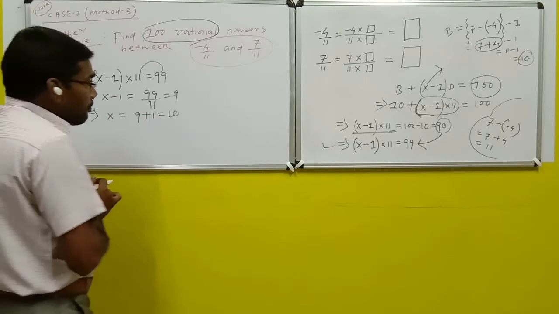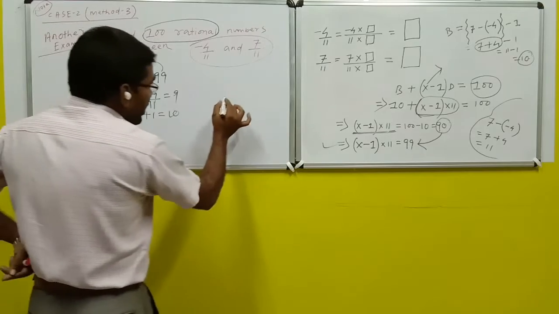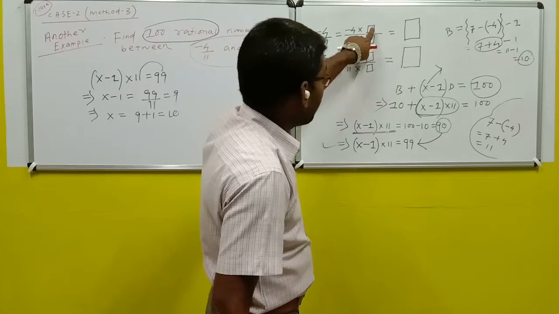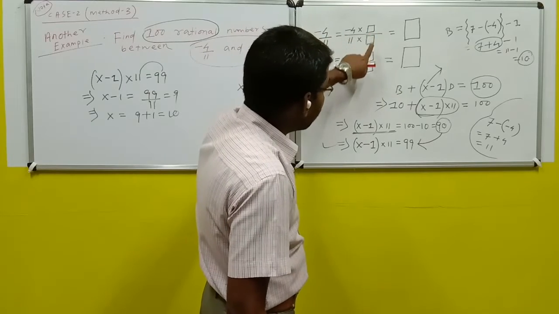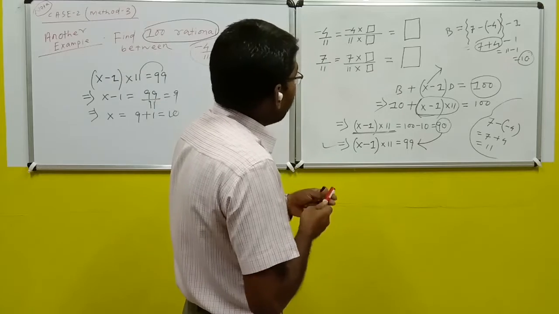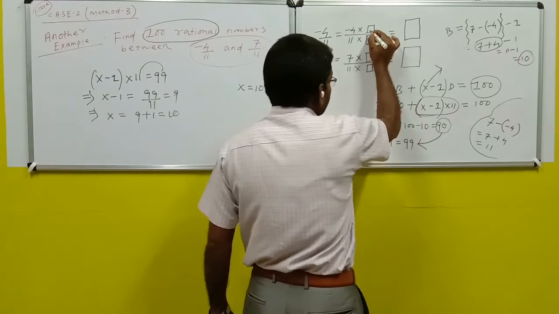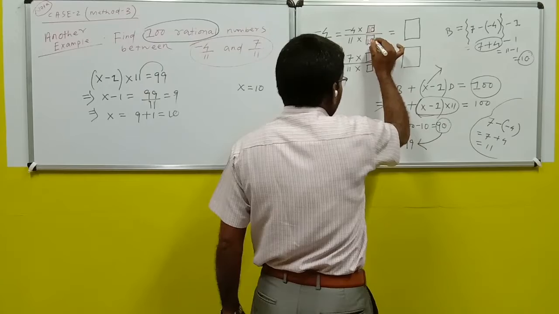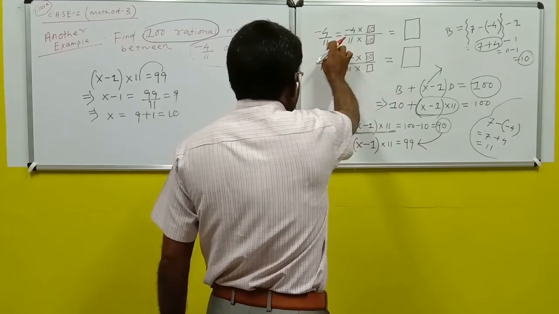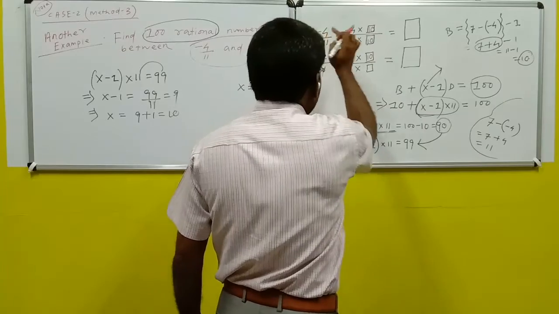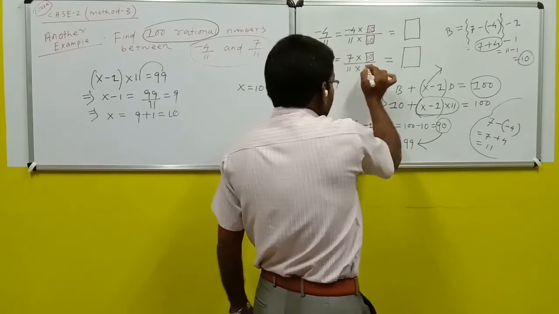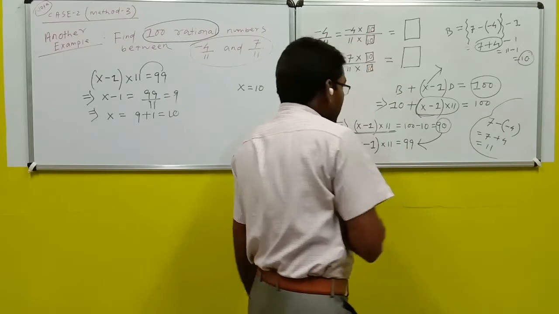It means the value of x is 10, so you have to multiply by 10 here, here, here, here. It means 10 is your suitable number that is to be multiplied by the numerator and denominator of this rational number and also by the numerator and denominator of this rational number. So 10 is your suitable number.